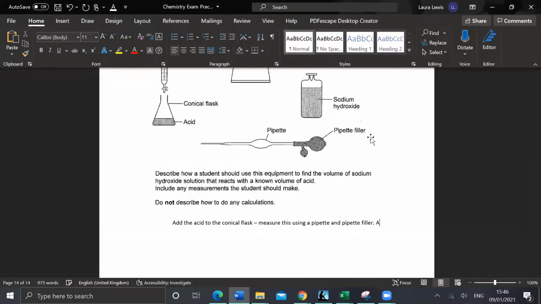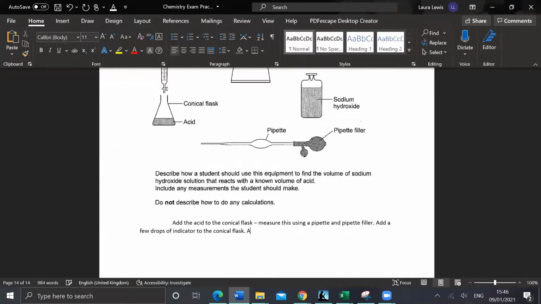Okay, so add a few drops. You don't need much. A few drops of indicator to the conical flask. So it goes in the conical flask, not the burette, as we said before.